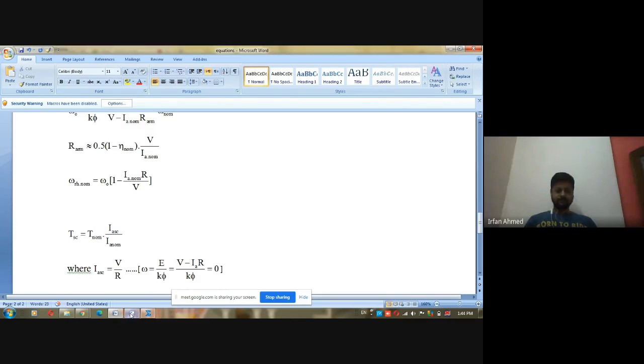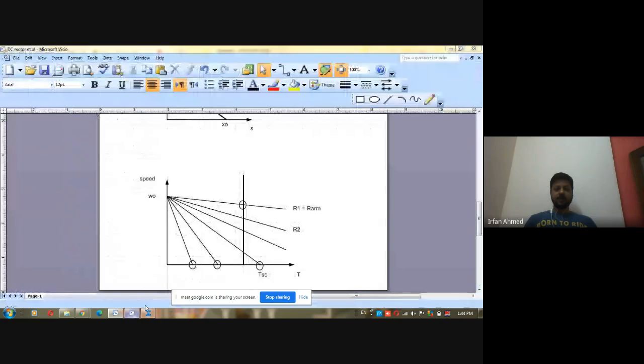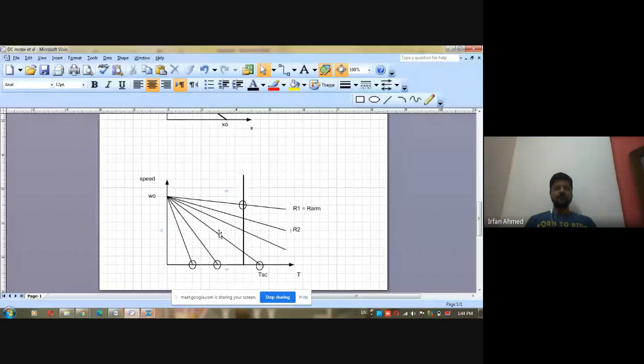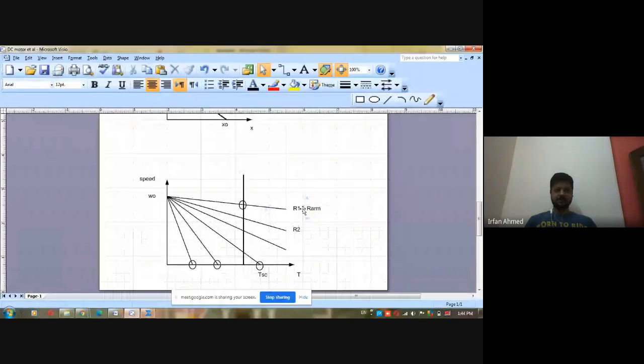So for this characteristic, Isc will be equal to V upon the armature resistance. And because the armature resistance is very small, the value of the short circuit torque will be quite large. As you go on increasing the armature circuit resistance by adding external resistance in the circuit, the short circuit torque goes on decreasing. Each rheostatic characteristic will have its own value of the short circuit current Isc and short circuit torque Tsc.